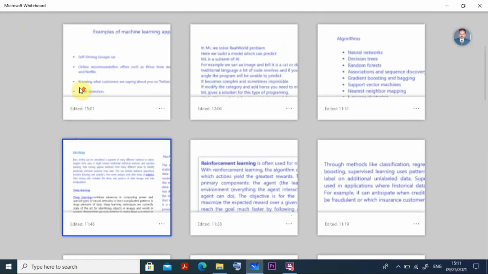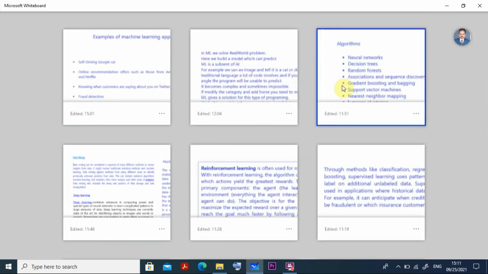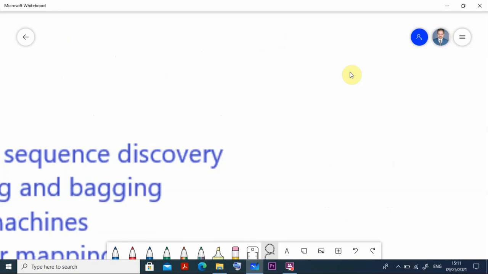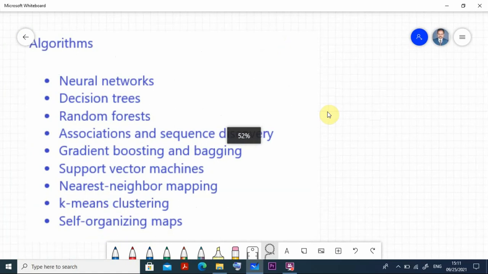And once you get all these things, now we are going to see what algorithms we will be using here, right? We have a number of algorithms we can apply to machine learning. Some of the important algorithms I am putting here. We have neural network based algorithms, decision trees, random forests, association and sequence discovery, gradient boosting and bagging, support vector machine SVM, nearest neighbor mapping, k-means clustering, and self-organizing maps. So these are the number of algorithms.